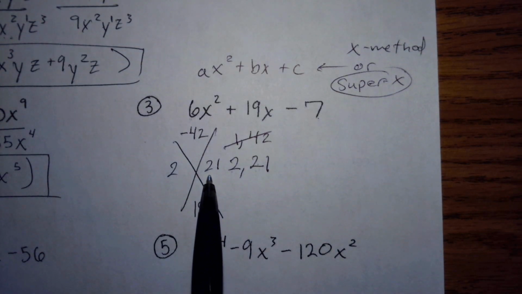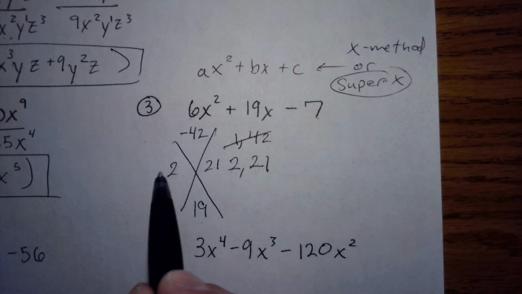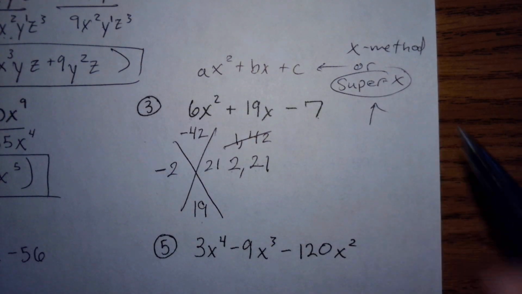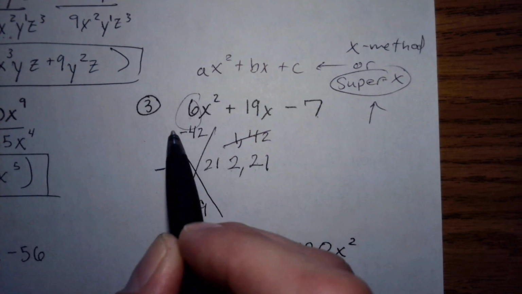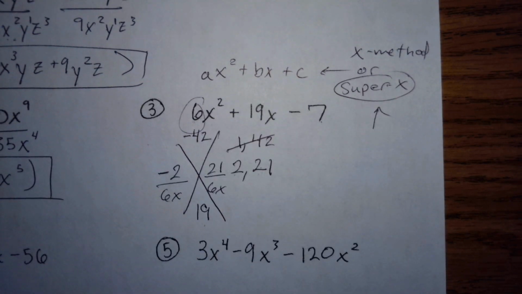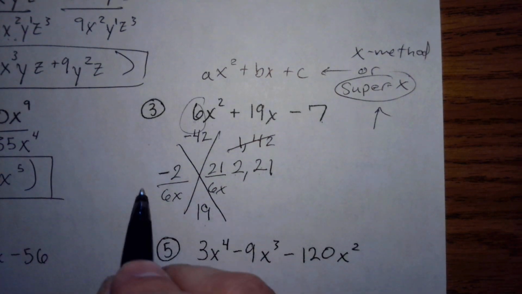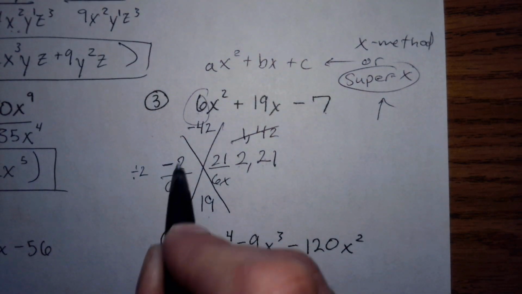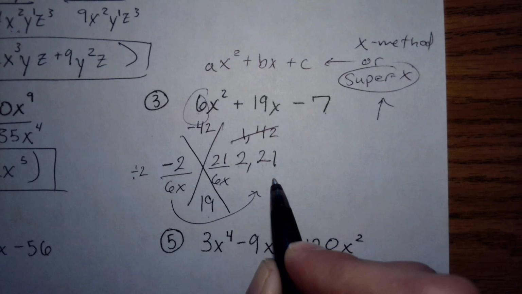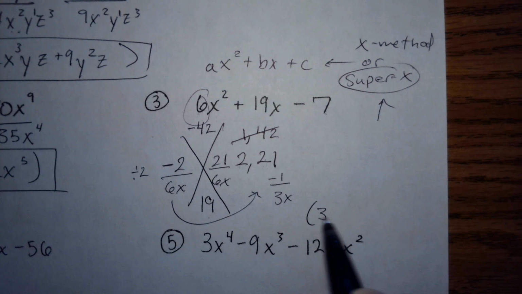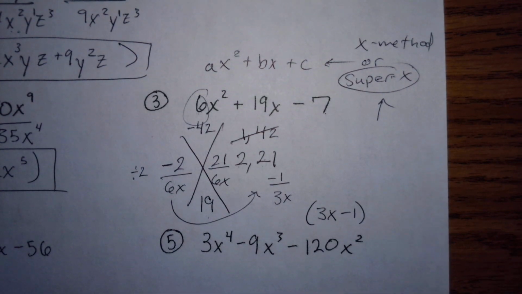If I make the 21 negative, then that would be 2 plus negative 21. That would give me negative 19, but I want positive 19. So I make the 2 negative, and since this is a super x problem, I have to divide by 6x, not 6x squared. Some people also forgot that. And then I reduce. This one I can divide by 2. So divide by 2, and I get negative 1 over 3x, which translates to 3x minus 1.